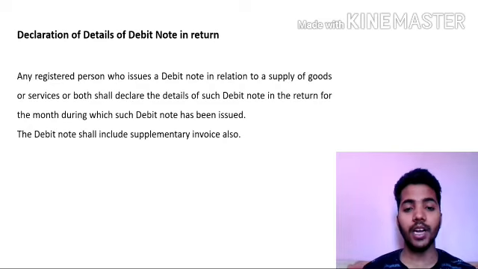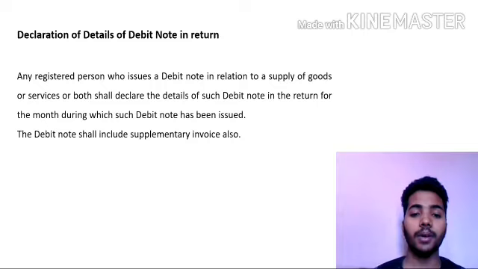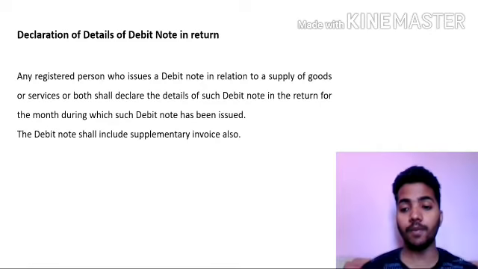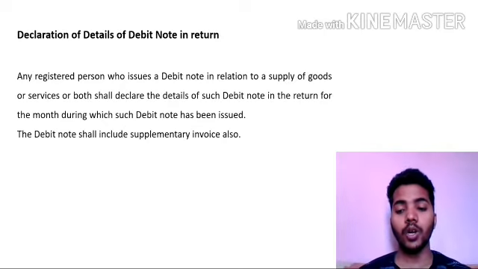The debit note shall include supplementary invoices also. Here, the supplementary invoices are the original invoices issued by the supplier at the time of supplying the goods to the recipients, and the details of the debit note in the return should be declared in the month in which it has been issued to the recipient. It should not go beyond that date.